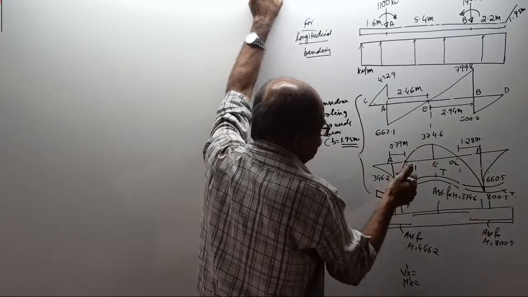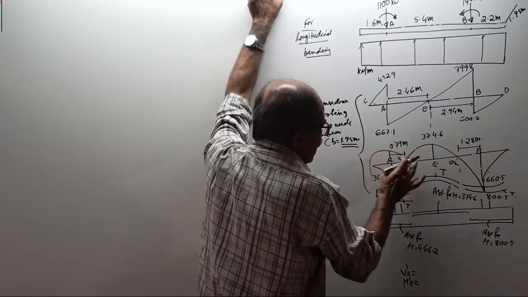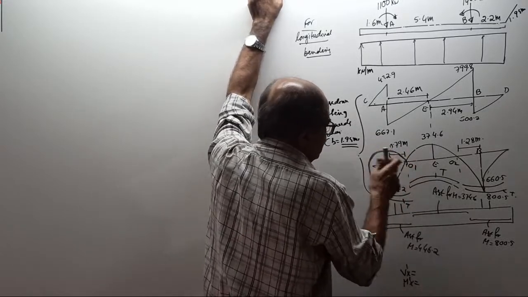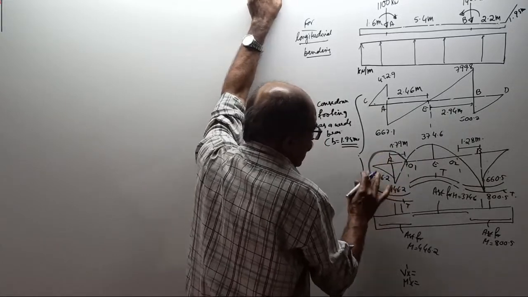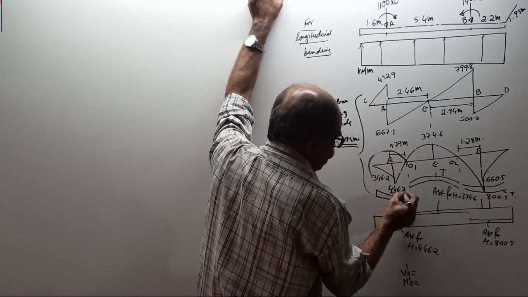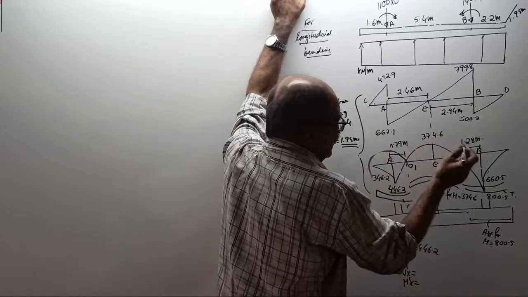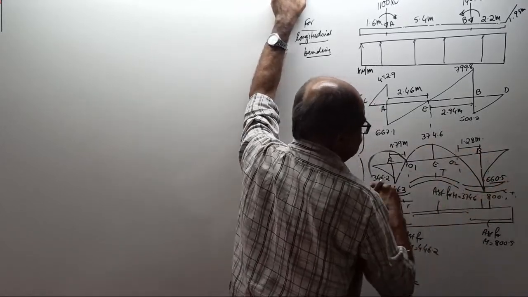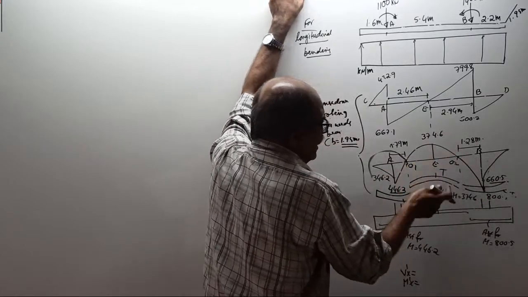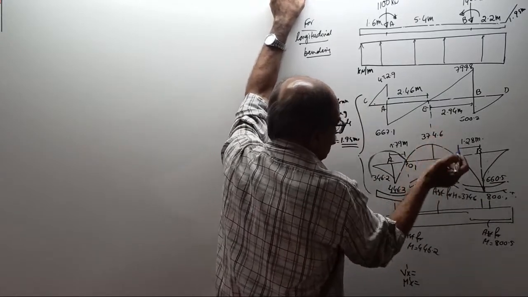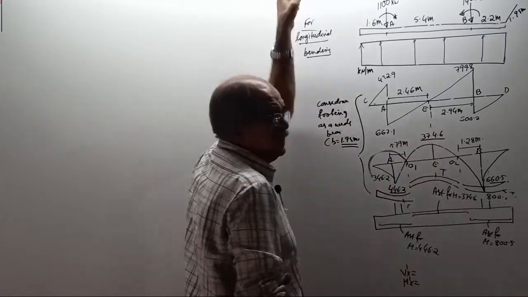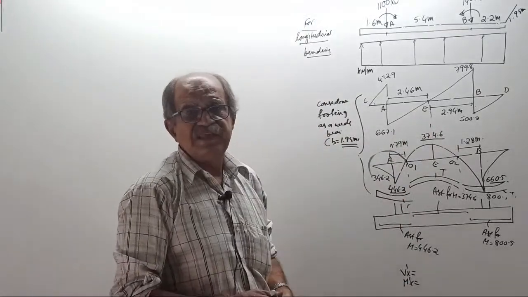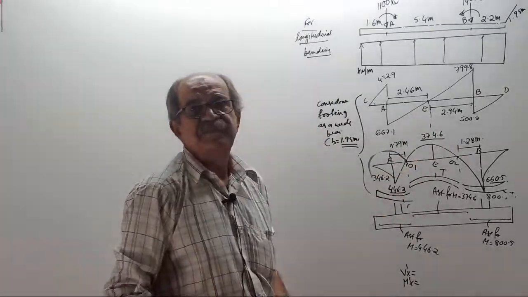Bottom steel, see, for this region, I should not spoil it. For this region, you design for how much? 446.2 kilonewton meter, on the safer side. This region, you design for 660.5. The central region, where steel is at the top, design for 374.6 kilonewton meter. In this example, the center is hogging.